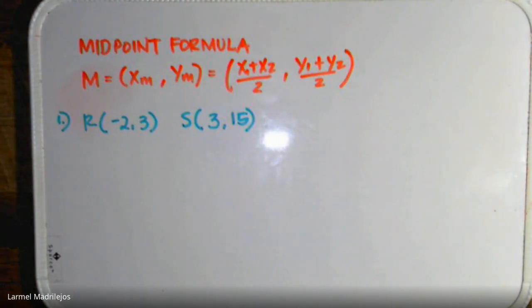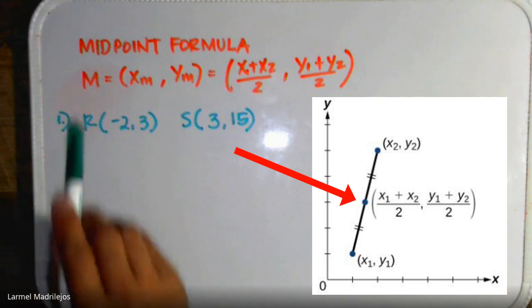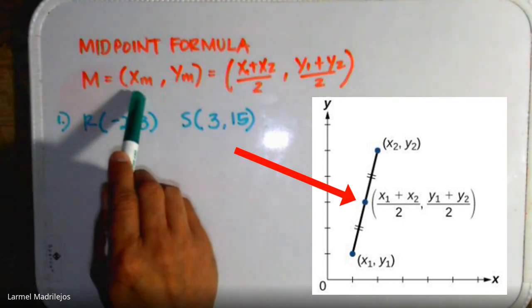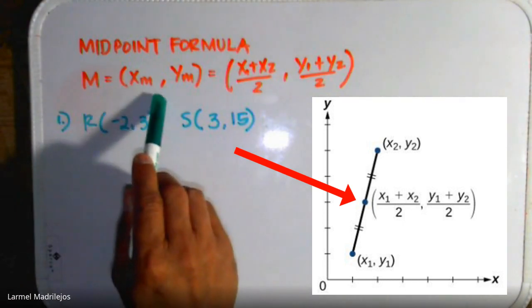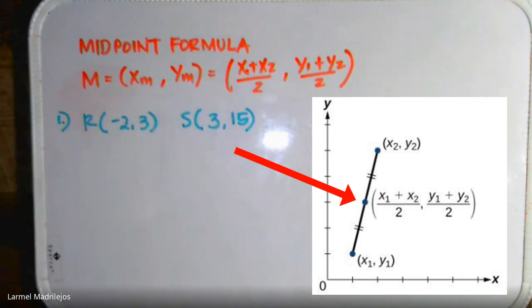Good morning. Next topic is midpoint formula. Midpoint formula, what does it mean? It's the middle. Mid is the middle of the line. So this formula here, M is equal to the middle of x, comma, the middle of y. Or you use the formula x sub 1 plus x sub 2 divided by 2, comma, y sub 1 plus y sub 2 divided by 2.